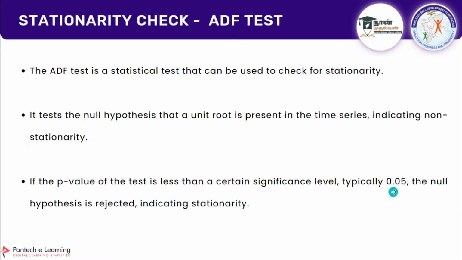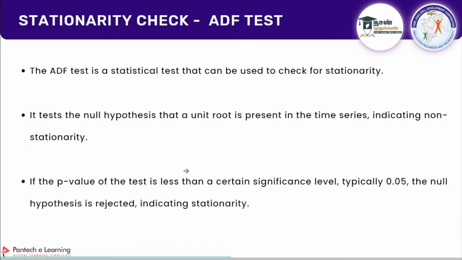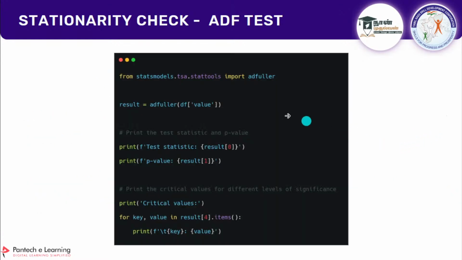0.05, or there are some other methods, when you run this, you will get some other values. With that we are going to compare, and if the value is lesser than those values, then we are telling this null hypothesis is rejected. So we are going to use this: from statsmodels.tsa.stattools import adfuller. This is the ADF test. You can pass the value and you are going to get this test statistic.